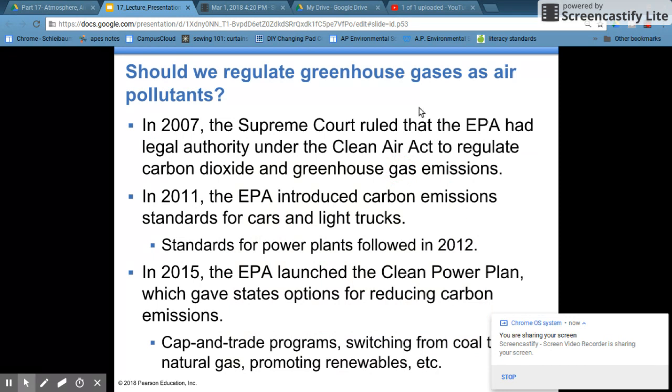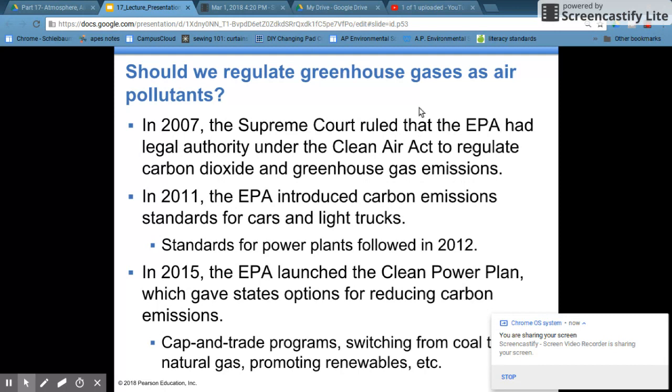Your book talks a lot about greenhouse gases and whether they should be regulated. This is still a hot topic. In 2007, the Supreme Court ruled that the EPA could, under the Clean Air Act, regulate carbon dioxide and other greenhouse gas emissions. Basically, they could put limits on emissions for companies. And in 2011, they brought carbon emission standards in place for cars and for trucks.